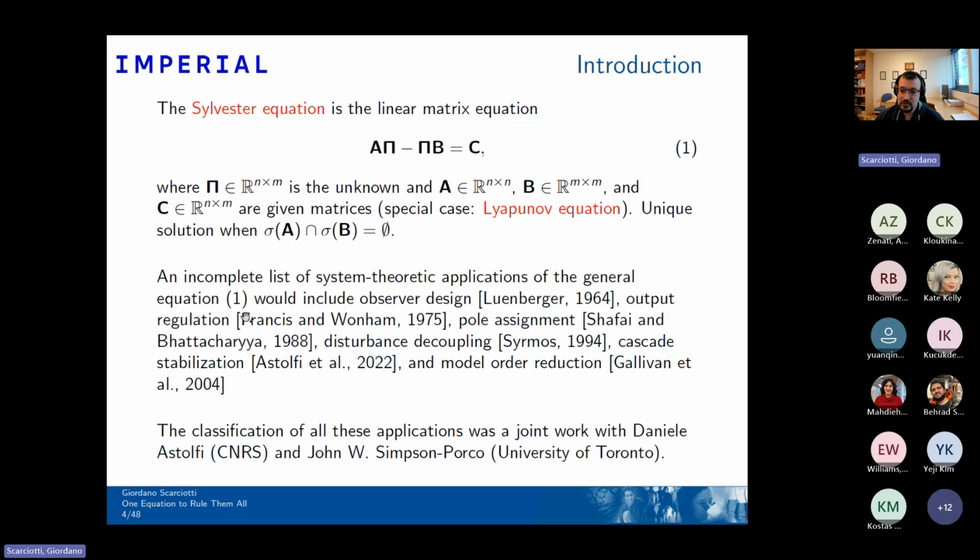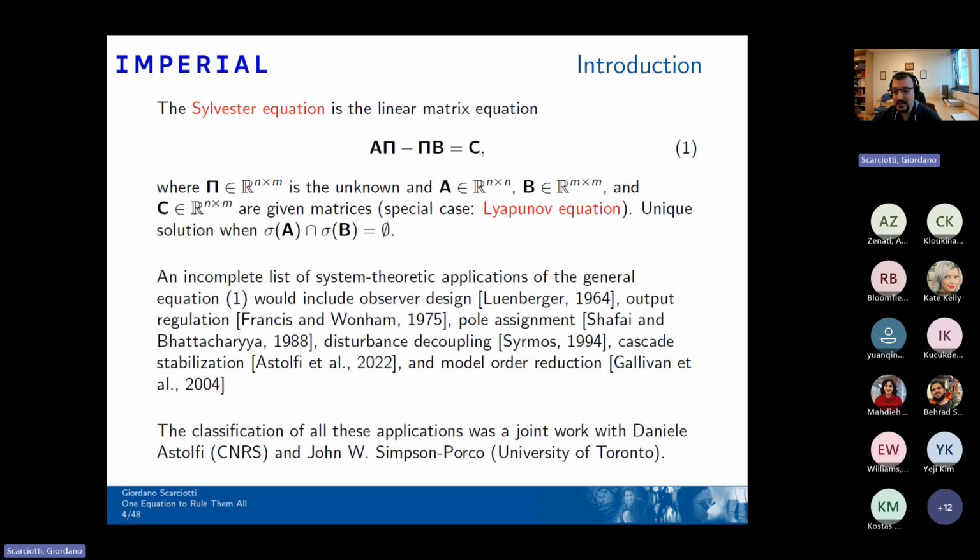It appears in autoregulation. Maybe some of you saw this in the regulator equations, which are made of two equations: one is the Sylvester equation and one is the error zeroing equation. It appears in pole assignment, the Star-Batz decoupling, in cascade stabilization, specifically in the forwarding method, and in model order reduction, specifically in moment matching. So you can see that this equation appears in a lot of different control theoretic problems, from control to analysis to modeling.